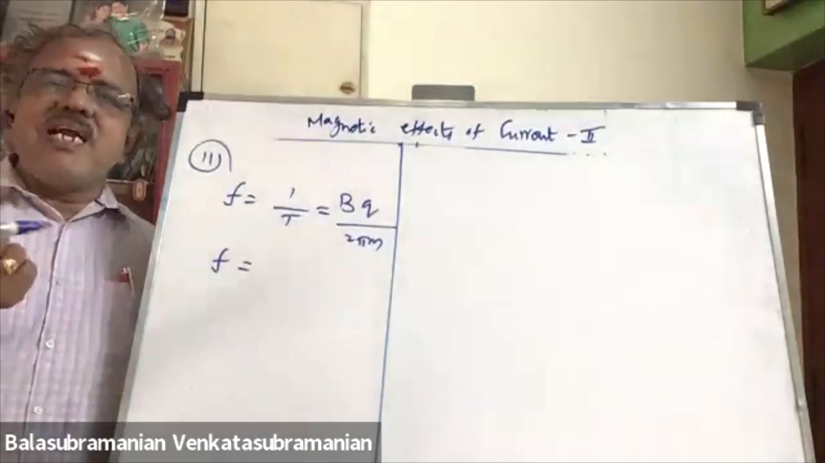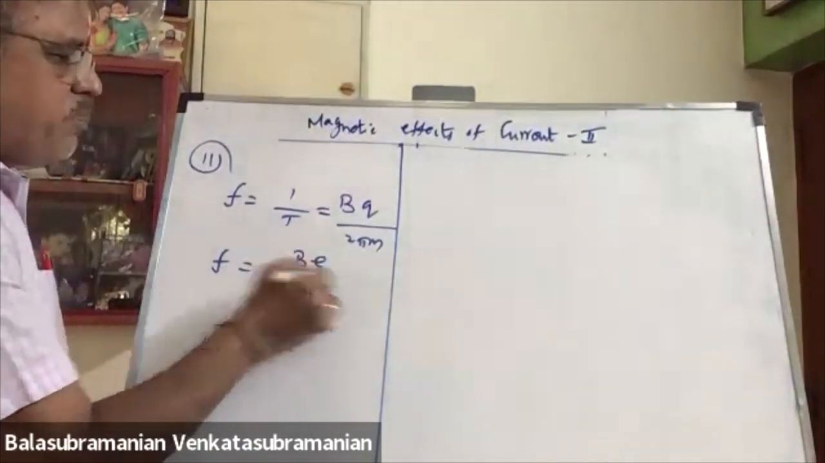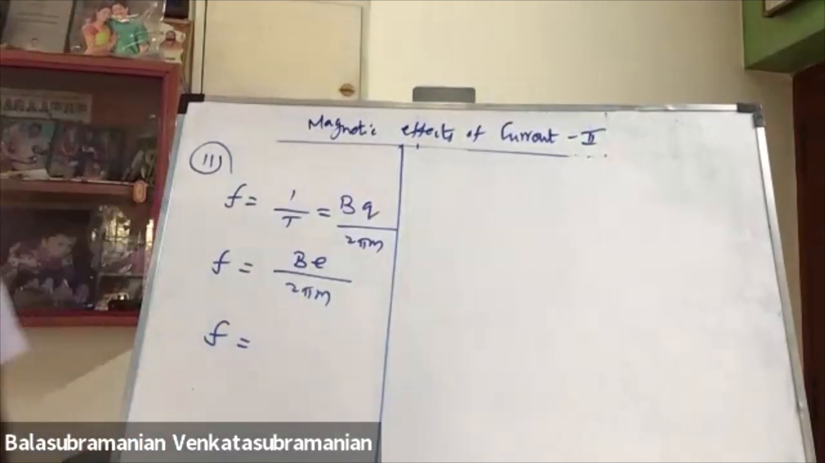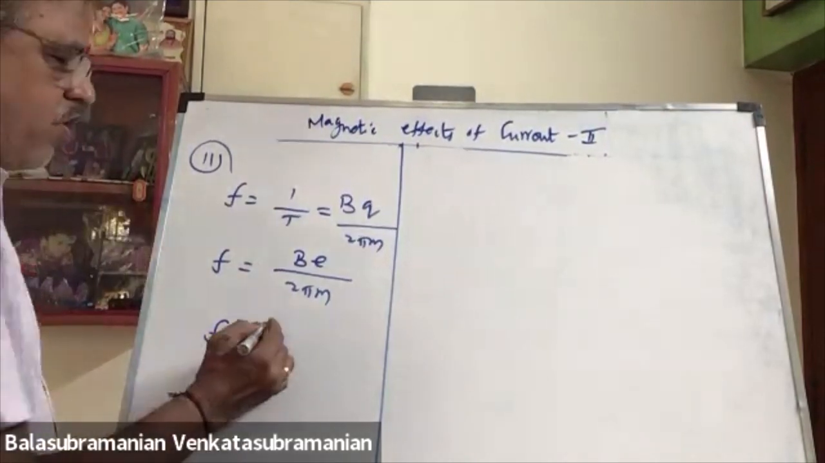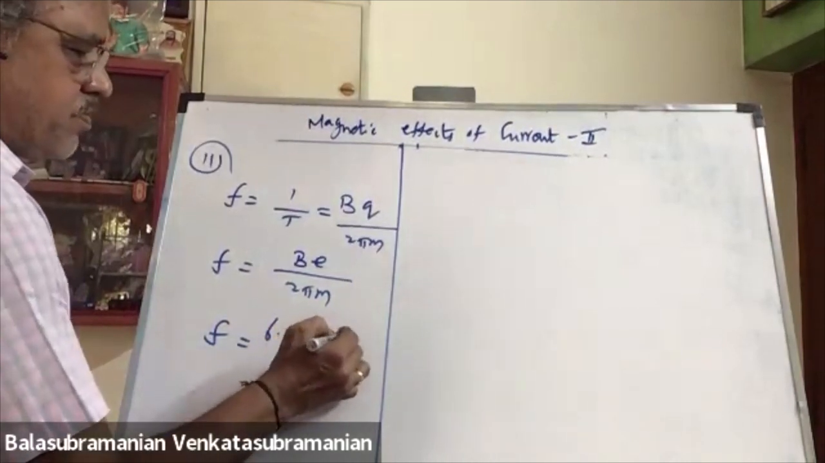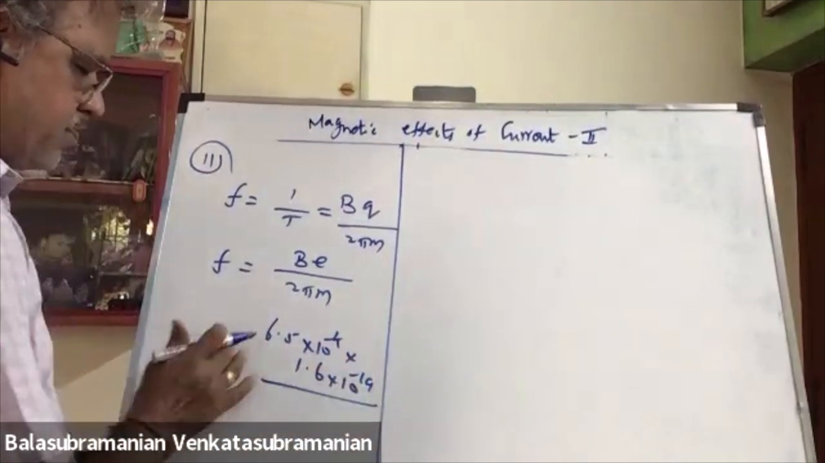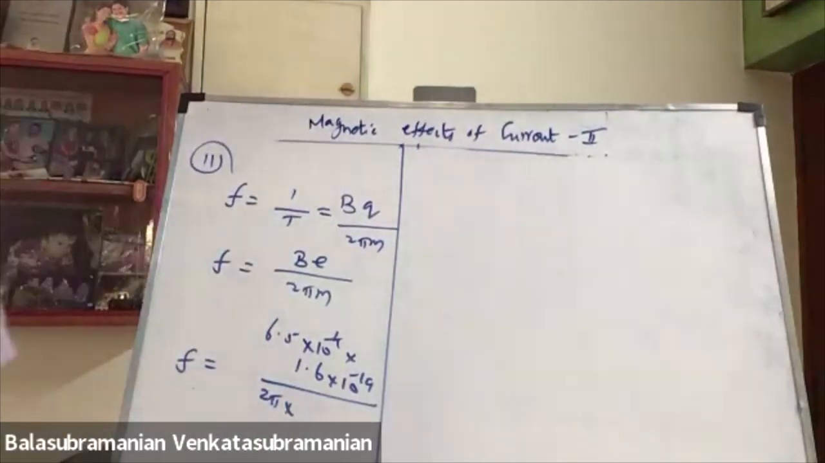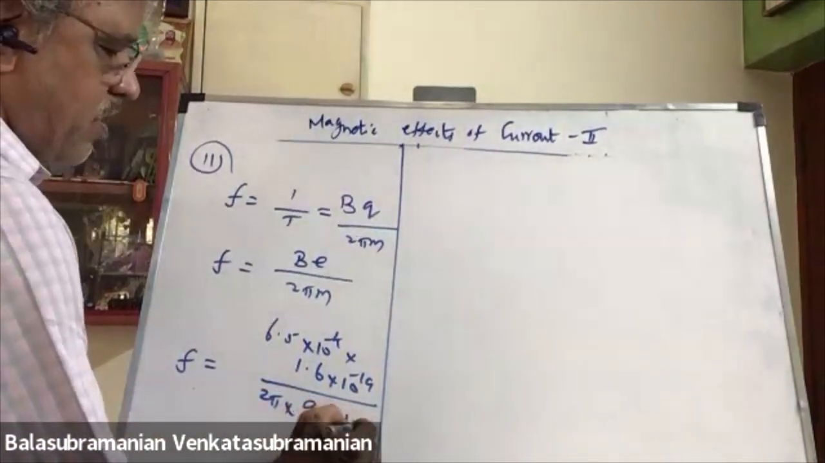In our case, an electron. So it should be BE by 2 pi m. Magnetic field, previous problem only, the magnetic field is 6.5 into 10 power minus 4. Charge 1.6 into 10 power minus 19, by 2 pi. Mass of the electron 9.1 into 10 power minus 31.